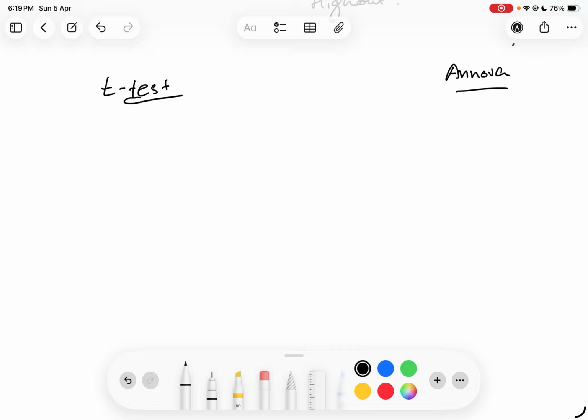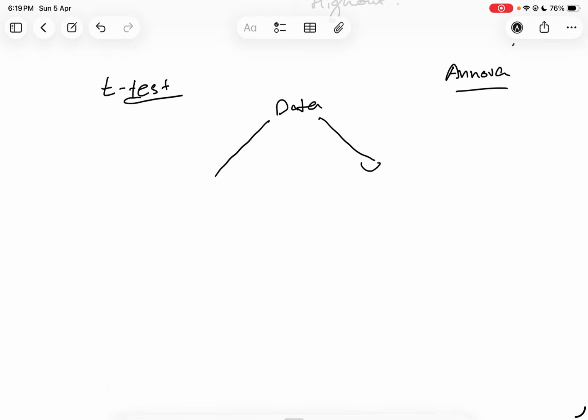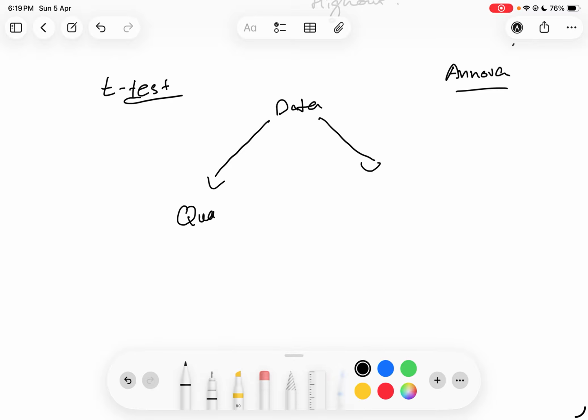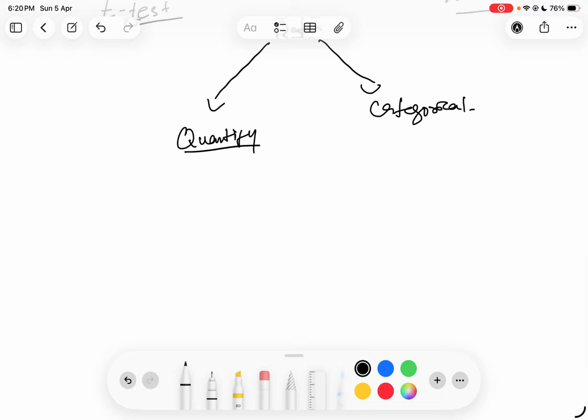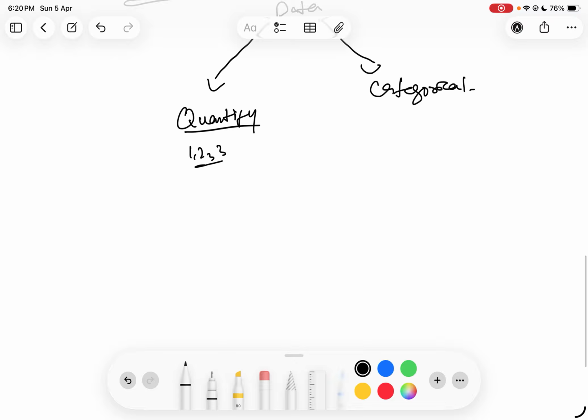First, to understand these two concepts, we have to know what kind of data they deal with. Data can be of two types. The first type is quantitative, and the other is categorical. From the name it is clear that quantitative data means something that can be represented by numbers, like 1, 2, 3, like systolic blood pressure of 120, 140, 160. That is quantitative data.